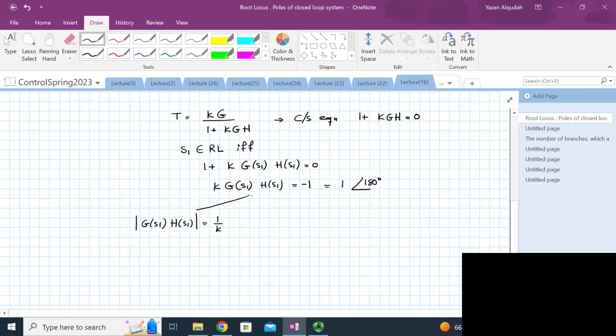And second, what is the second condition? The phase of g of S1 multiplied by h of S1, what does it have to equal? 180 degrees. Make sense? Everybody? What do we call the first one? We call it the magnitude criteria. And we call this the angle criteria.